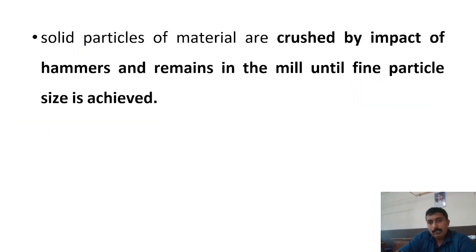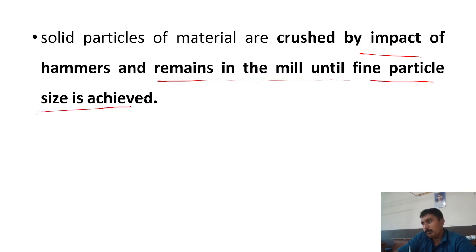So here the impact generated by the moving hammers is responsible for breakdown of the powder particle, and at the bottom of the hammer mill a sieve is fitted. So powder particles remain in the hammer mill until fine powder particles are produced which are able to pass through the sieve. So continuously the impact by the hammers is responsible for breakdown of the powder particles.